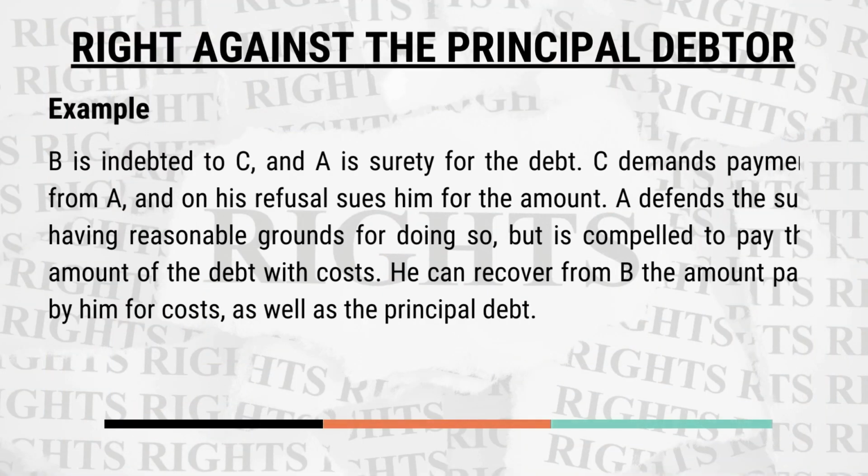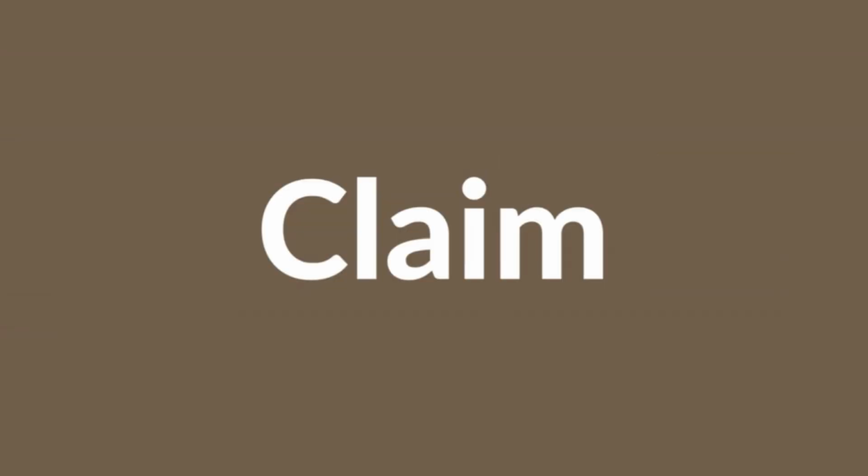Look at this example. B is indebted to C and A is a surety for the debt. C demands payment from A and on his refusal sues him for the amount. A defends the suit having reasonable ground for doing so, but he is compelled to pay the amount of debt with cost. He can recover those amounts from B as he is a surety. He has paid all the cost, all the principal debt, all the interest. So, he can claim from the principal debtor. This is the right against principal debtor.